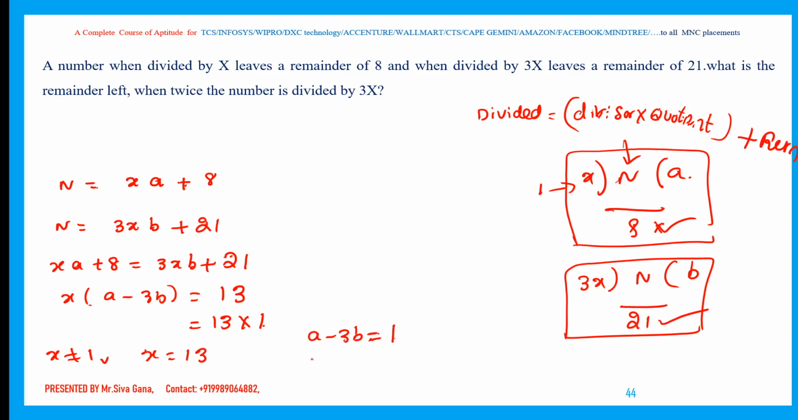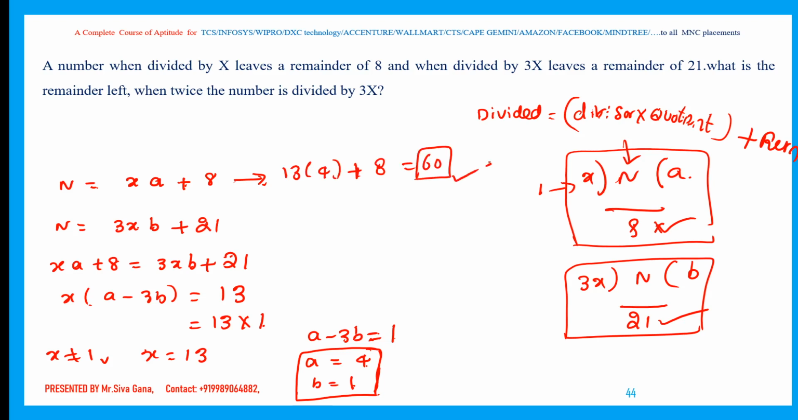By just trial and error method, if a is equal to 4, b will be how much? 4 minus 1, 3, 3 by 3 is 1. These are satisfying. Okay, that's cool. Therefore the number is how much? Let us conclude. x is 13, a is 4, remainder is 8. 52 plus 8, 60. This is the number.